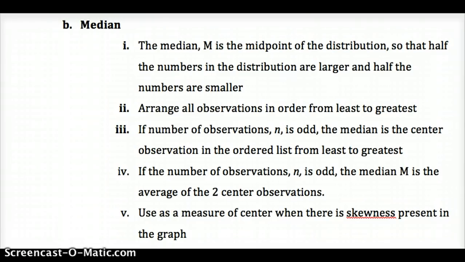If the number of observations n is even, and please fix this on your outlines because this was a typo, the median M is the average of the 2 center observations. So we want to use this as a measure of center when there's any skewness present in the graph. If we have a nice bell shape, then we can go with mean. If we have any skewness, then we want to go with the median as our best measure of center.